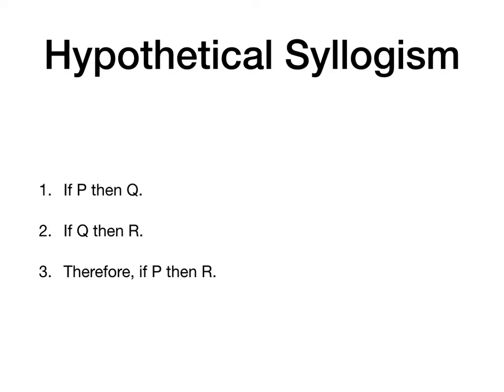So hypothetical syllogism is basically just this idea of building more statements on one if-then, right? So if P then Q, if Q then R, therefore if P then R. If P gets you Q and Q gets you R, then P is going to get you R, because once you have P, you get Q, and once you have Q, you get R. Pretty simple. The basic idea is you put these two conditional statements together, then you can eliminate the middle one, and you can just say, well, if P, then R.